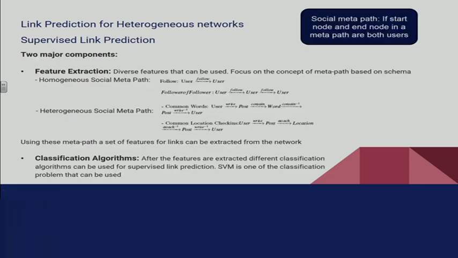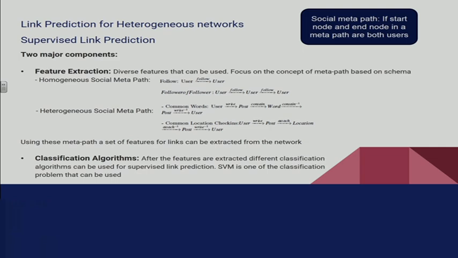So now we are discussing supervised link prediction. There are two major components. First is feature extraction, and the second one is classification algorithms. We can extract features using various methods that we discussed before, such as proximity measures, local social information and global path information. But we only focus on the concept of metapath based on schema design. The metapath can be divided into two: homogeneous social metapath and heterogeneous social metapath.